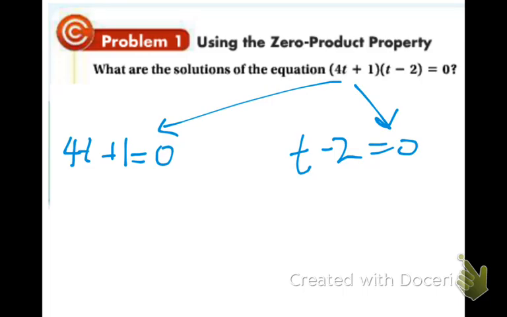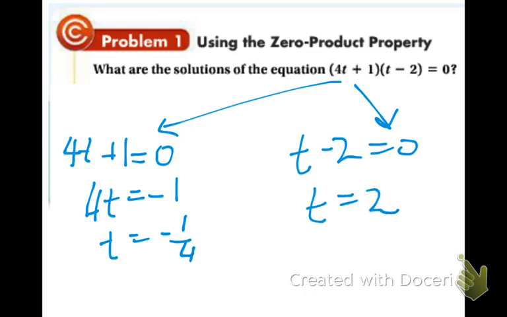You can go through it. You subtract 1 from both sides. You get 4t is now equal to negative 1, so t is equal to negative 1/4. Now this, if you graphed it, would look pretty nasty. Like the fact that you would have negative 1/4, it'd be kind of hard to guess it. And then over here, t is equal to 2. So we have two solutions.